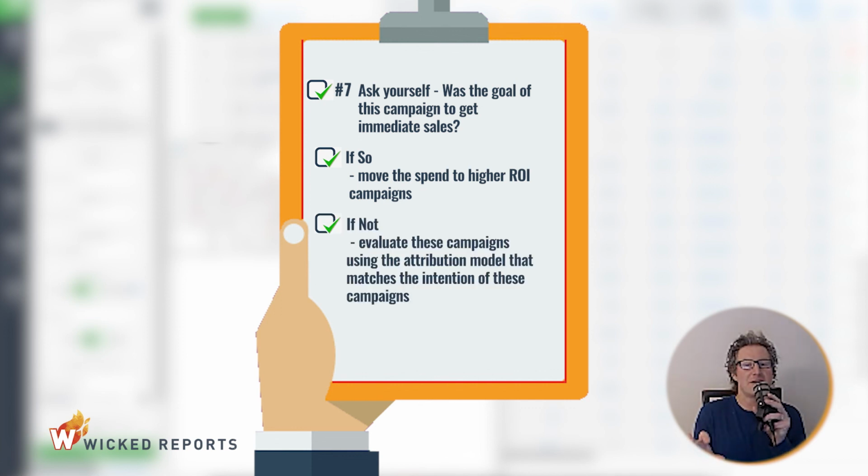If the goal of those campaigns was not to get a last click because they're more for top of the funnel or the middle or educational for some reason, then don't make a decision using last click. Choose the correct attribution model that matches the intent of that campaign. What was the goal? That's what you do.